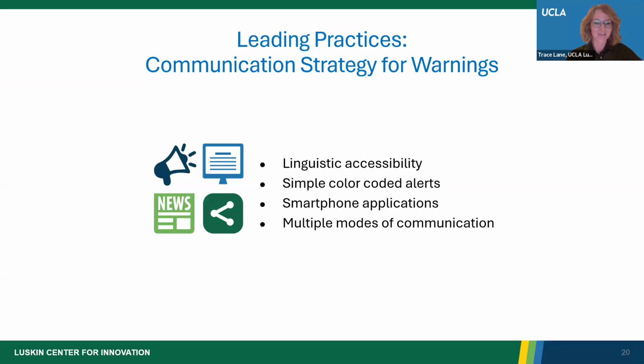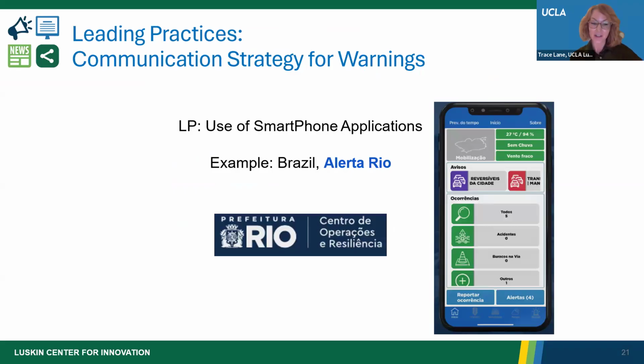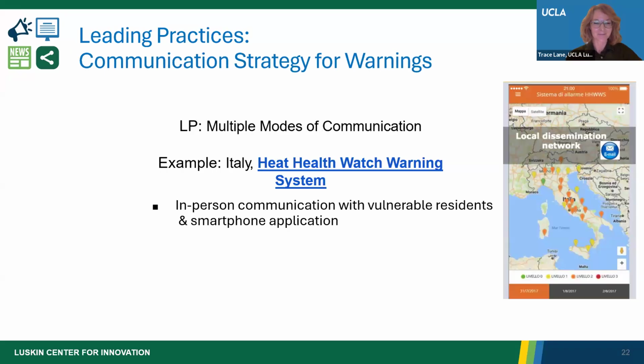Next slide. The use of smartphone applications to communicate warnings was commonly demonstrated across all the tools that we reviewed. This practice is really important because more people own smartphones than desktop computers, and because people can receive alerts while they're away from home. Brazil's Alerta Rio offers one example, though there were many to choose from. Next slide.